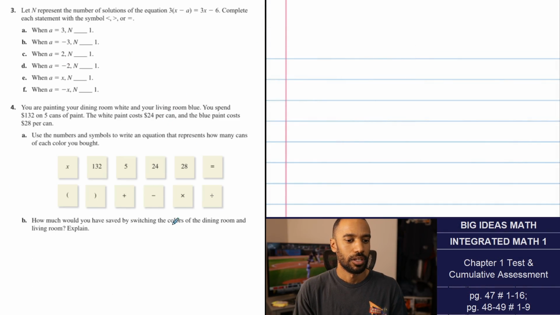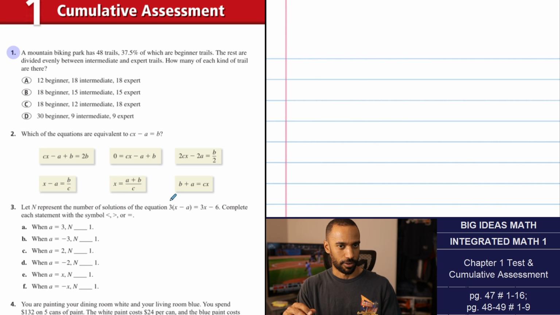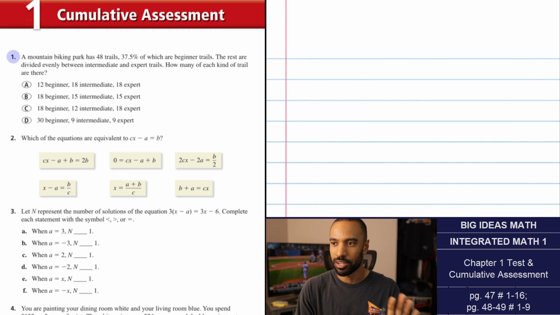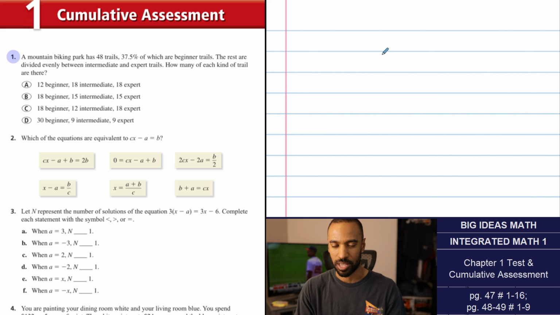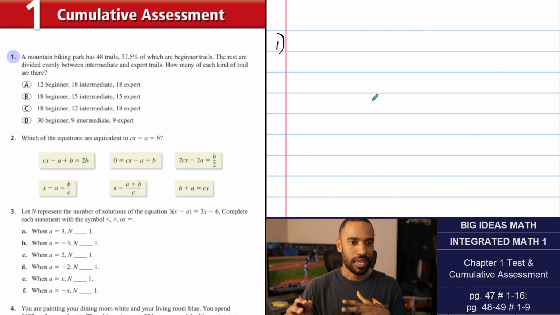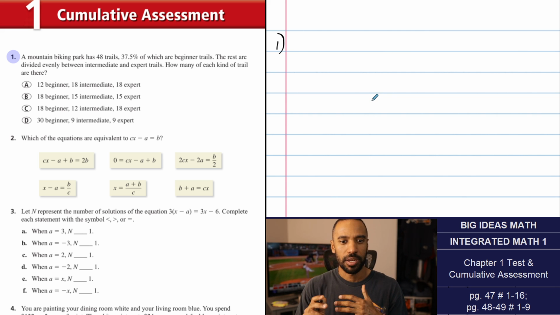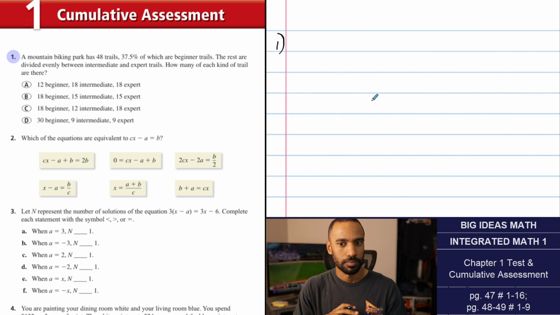Notice their appearance is just different, right? That's all I wanted to state, that they're just different. Sometimes multiple choice, sometimes exploration, things like that. Sometimes they're normal. Number 1, a mountain biking park has 48 trails, 37.5% of which are beginner trails. The rest are divided evenly between intermediate and expert trails. How many of each kind of trail are there?